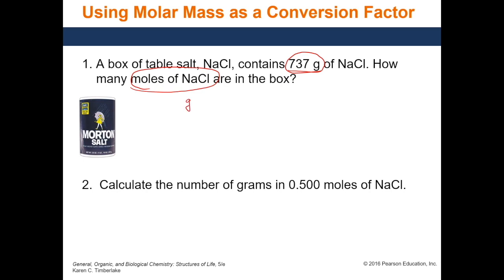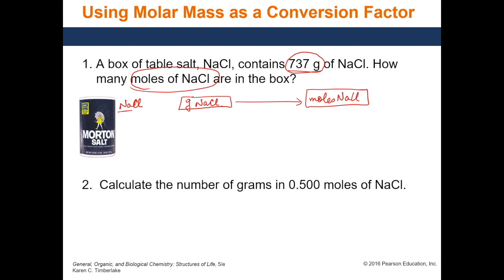So what's given to us? Let's make our map. Grams of NaCl. We need to go from grams of NaCl to moles of NaCl. What is the relationship that relates moles to grams? It is molar mass. So let's find the molar mass of NaCl first.